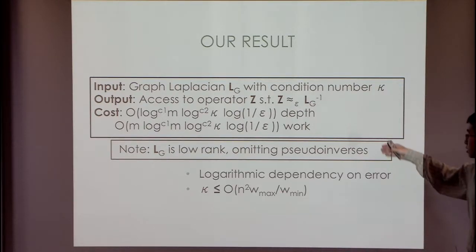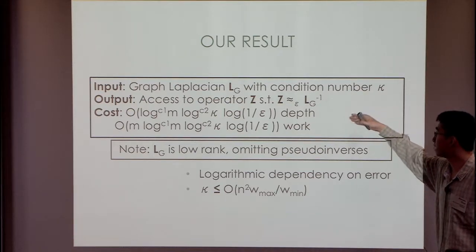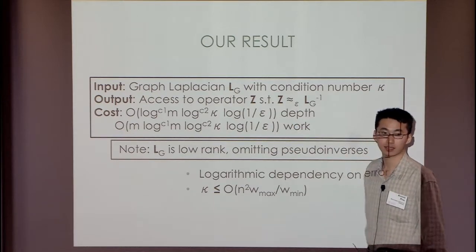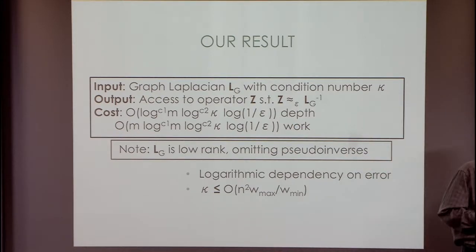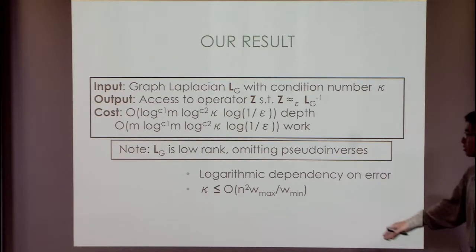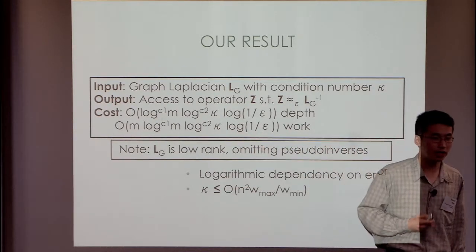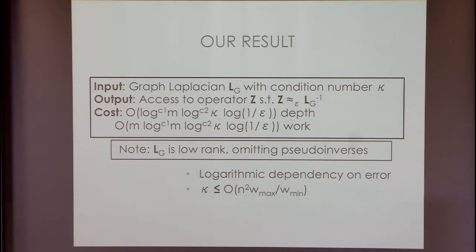So the other details in this is my dependency on the error, so this dependency on epsilon, it's log 1 over epsilon. So this means that the solver converges very quickly to the exact answer. So this may as well be an exact solver. The other difference is that I have a dependency on log kappa. So there is a dependency on the condition number of the matrix. So this algorithm is numerical in nature.